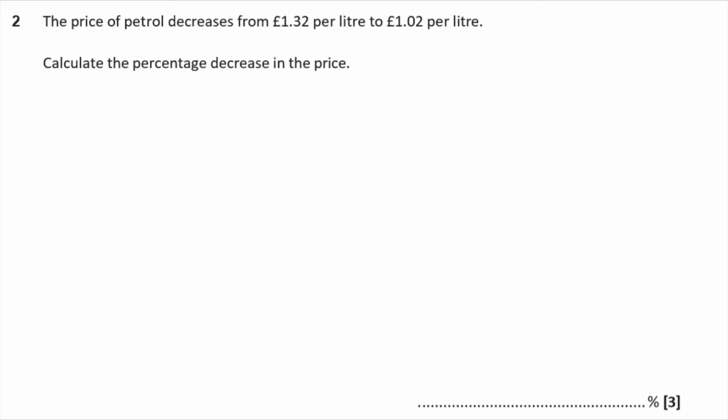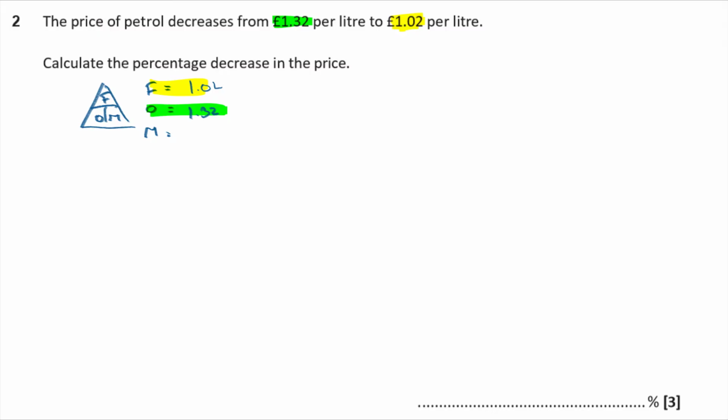Question 2. The price of petrol decreases from £1.32 per litre to £1.02 per litre. Calculate the percentage decrease in the price. Okay, now I like to do percentages with this little triangle: final, original, multiplier. So I try and identify which is which from the question. What is the final price here? It's going to go from £1.32 to £1.02, so that's the final price, 1.02. The original price is that one there. Okay, so that's going to go here. Original is 1.32, and the multiplier, that's what we're trying to find, isn't it?